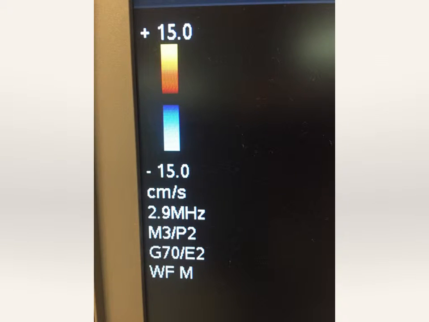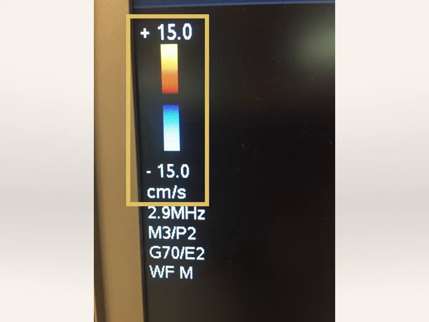Now this will be shown on the left side of the screen when you have color flow selected on the ultrasound machine. And this shows what the scale is. Another way to say this is that the machine is able to appreciate velocities that are going at least this fast, regardless of their direction. Note that it is measured in centimeters per second.